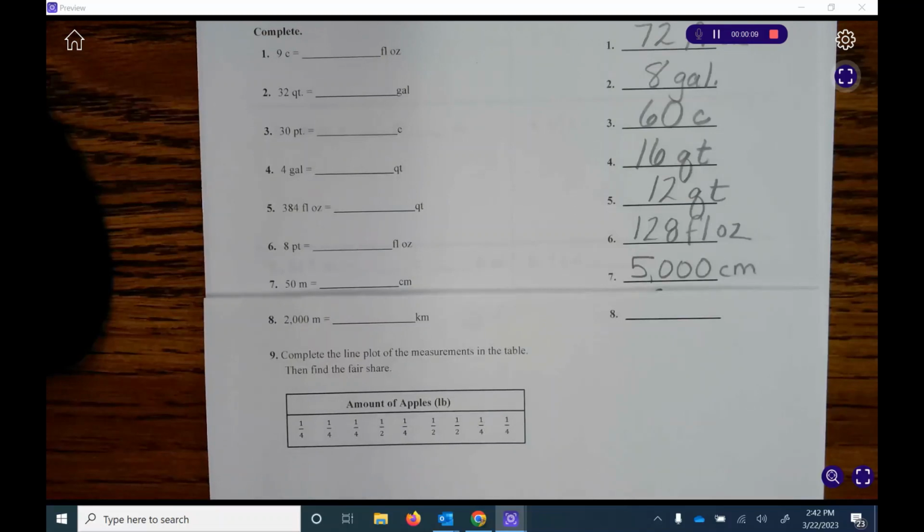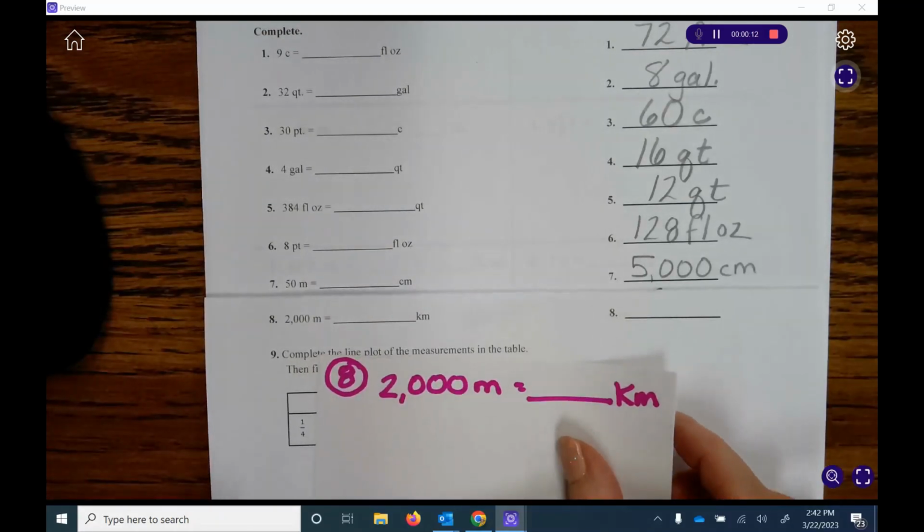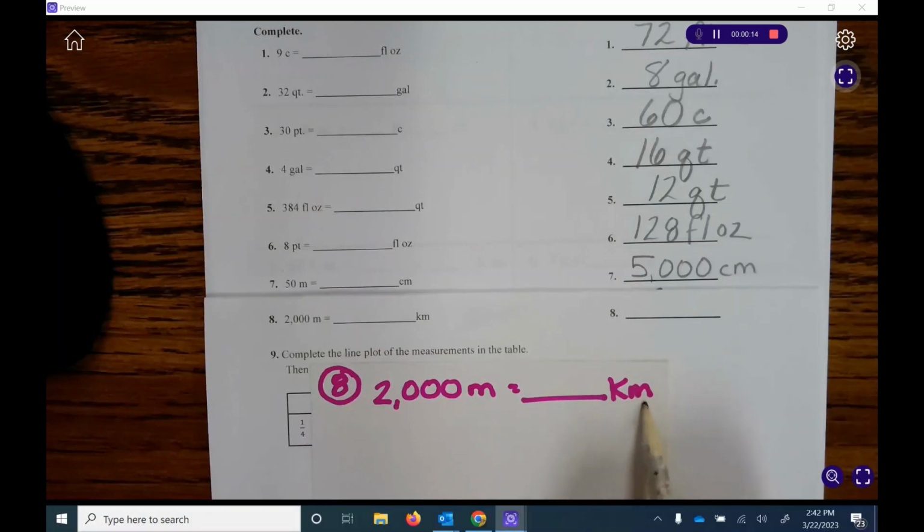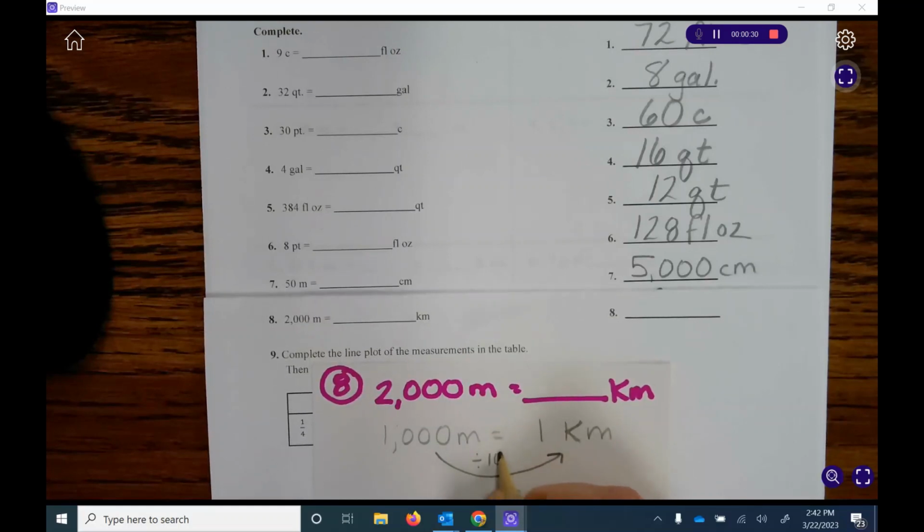Question number 8. We have 2,000 meters and we're going to convert that to kilometers. Now you can say kilometers or kilometers, either one is okay. We know that 1,000 meters equals 1 kilometer. This means to get from meters to kilometers, you would divide by 1,000. 2,000 divided by 1,000 equals 2. So 2,000 meters equals 2 kilometers.